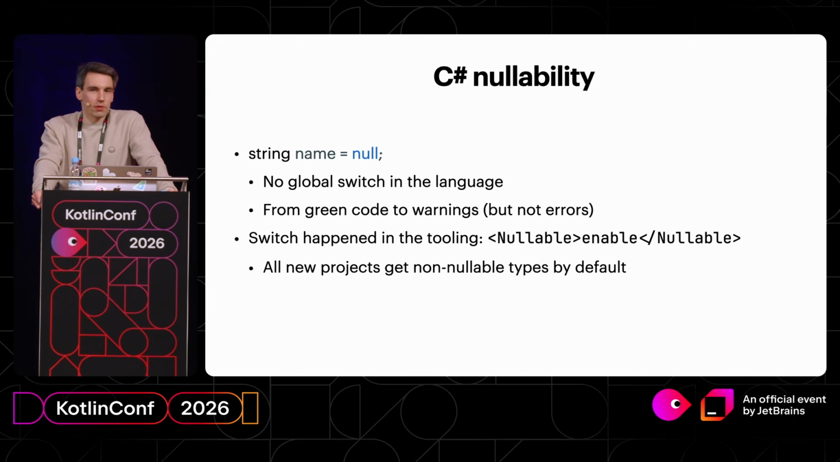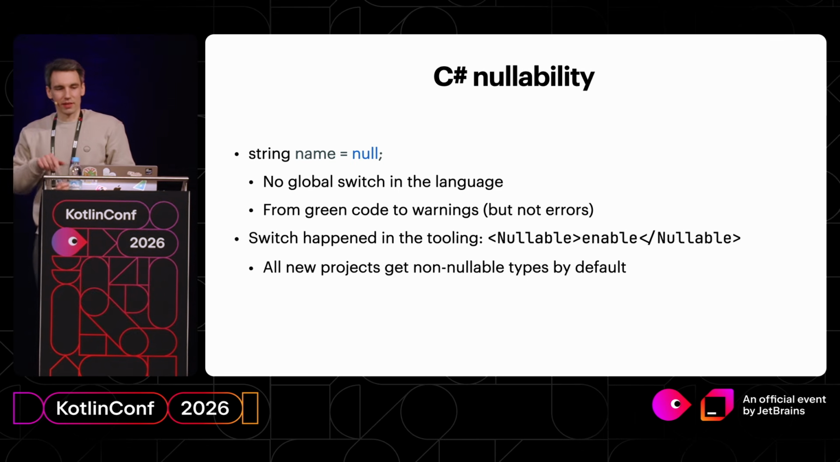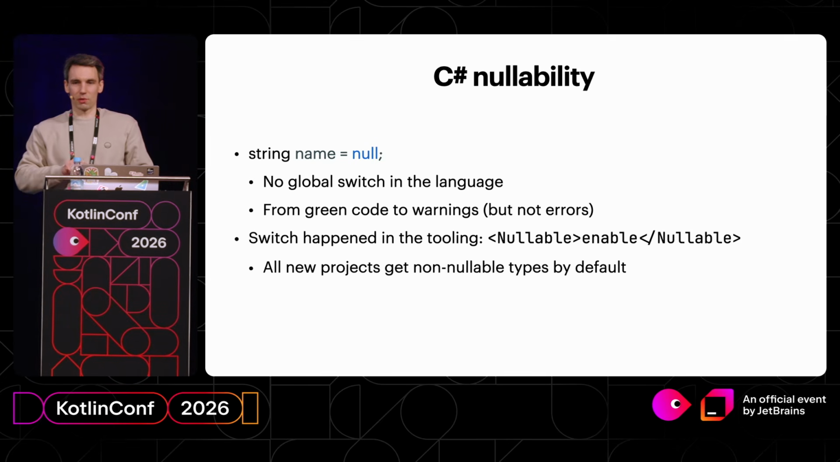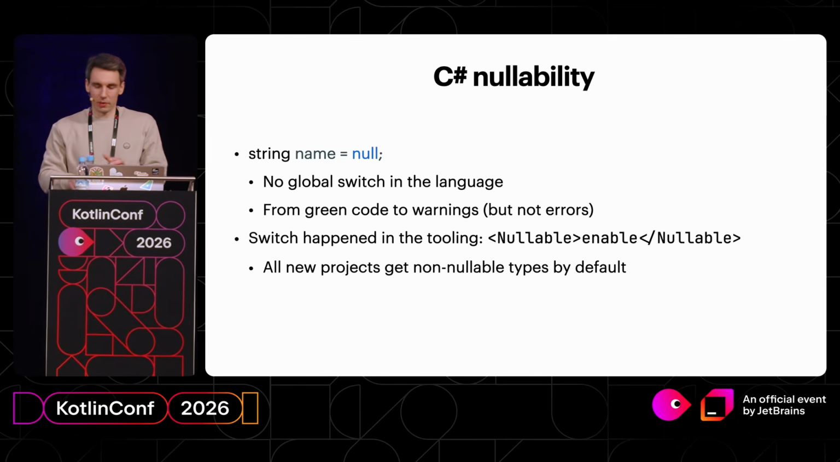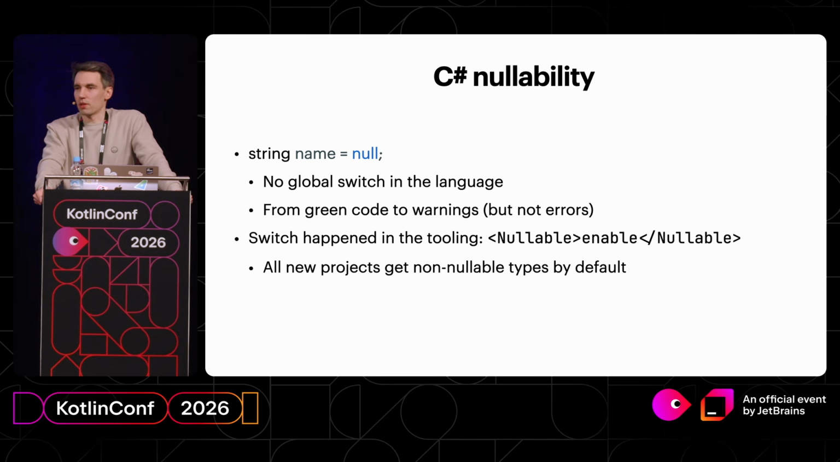However, if you create a new C# project today and try to do some nullability stuff, like dereferencing nullable types, then the compiler will emit warnings. And when you create a new project, they will implicitly add this line that nullable is enabled in your project, which means that we now start treating regular types as non-nullable types, and for nullability, you have to use a question mark, same as in Kotlin.